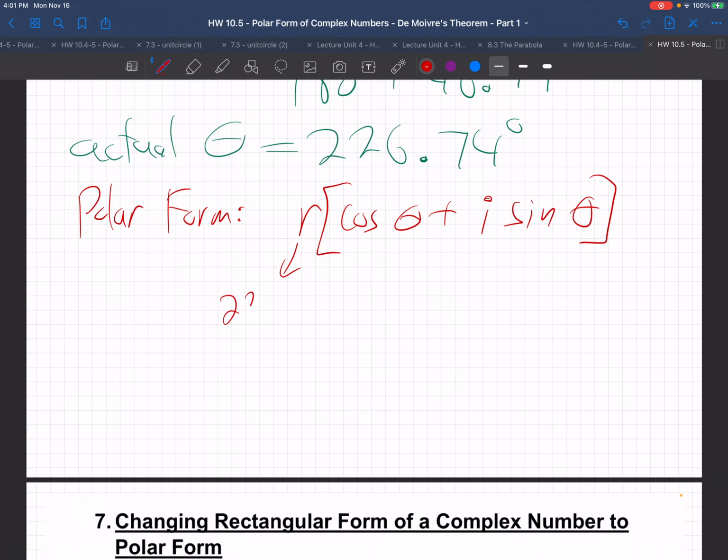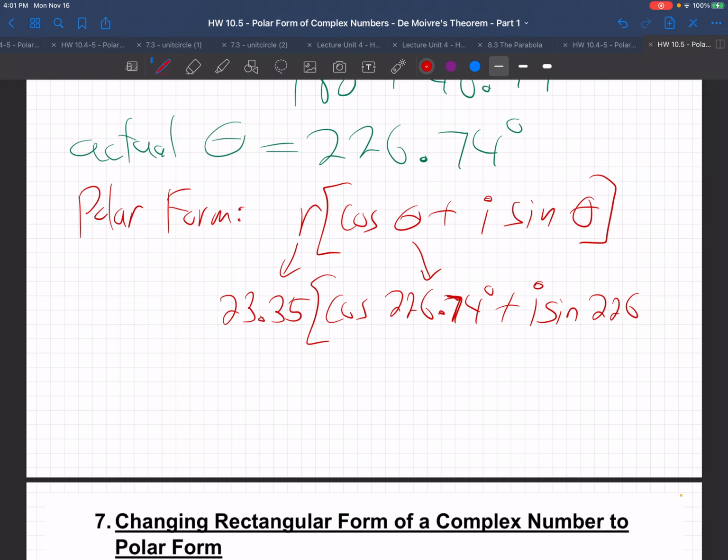So that's 23.35 times cosine of our theta, 226.74 degrees, plus i sine of our theta, 226.74 degrees. So there's how you type it in. Yeah, I'll just leave it there. I'm not going to go up. You just type it in just like that. Just fill in the R, fill in the theta. Those two thetas are always the same. You just have to fill it in twice, once for cosine, once for sine.